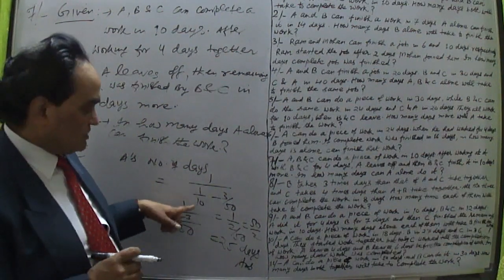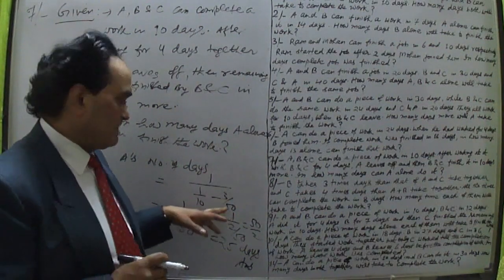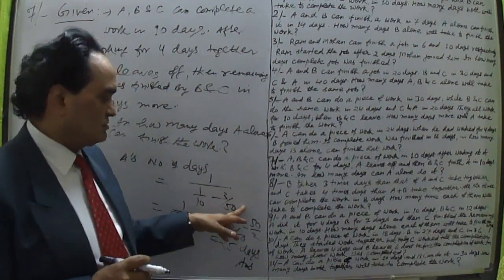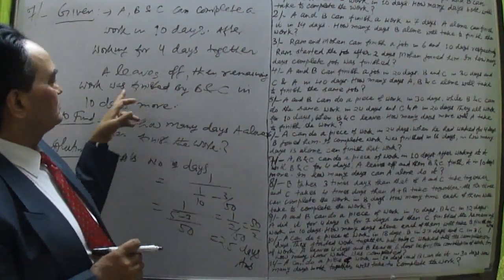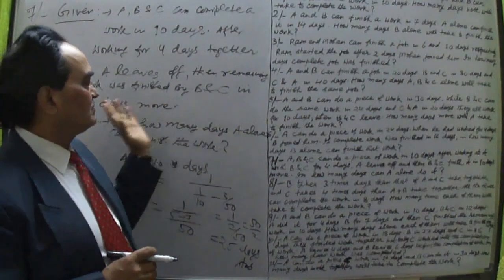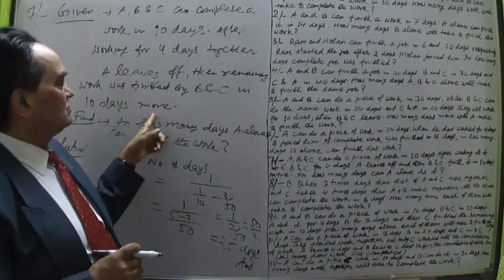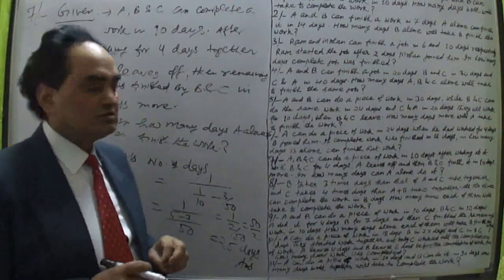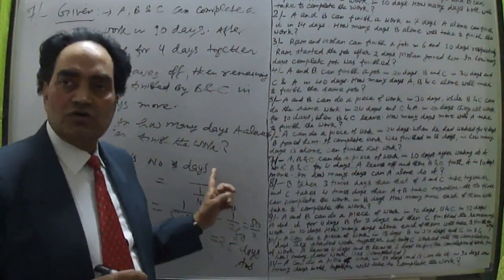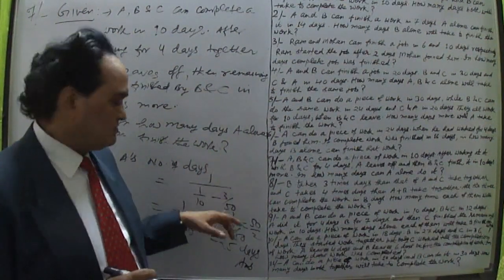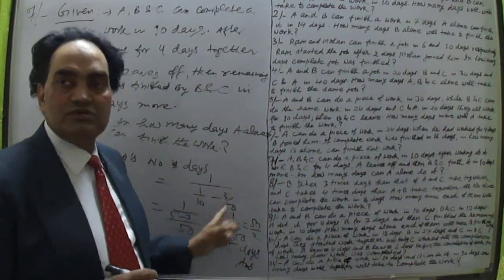And after that 1 upon 10, which is A plus B plus C's work. So B plus C's work for the remaining 10 days will be subtracted. When A leaves, the remaining work was finished by B and C. So it means the work was completed in 10 days more. For those last 10 days, B and C worked 3 upon 50 times, and that we have subtracted from all three's work. B plus C's work is subtracted from A plus B plus C's work, and then A's work has been calculated.